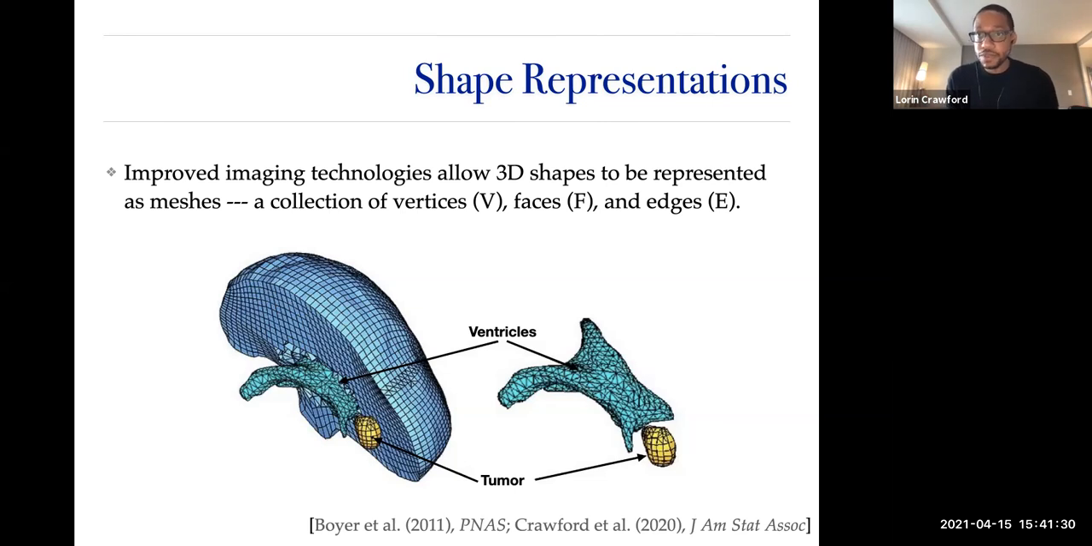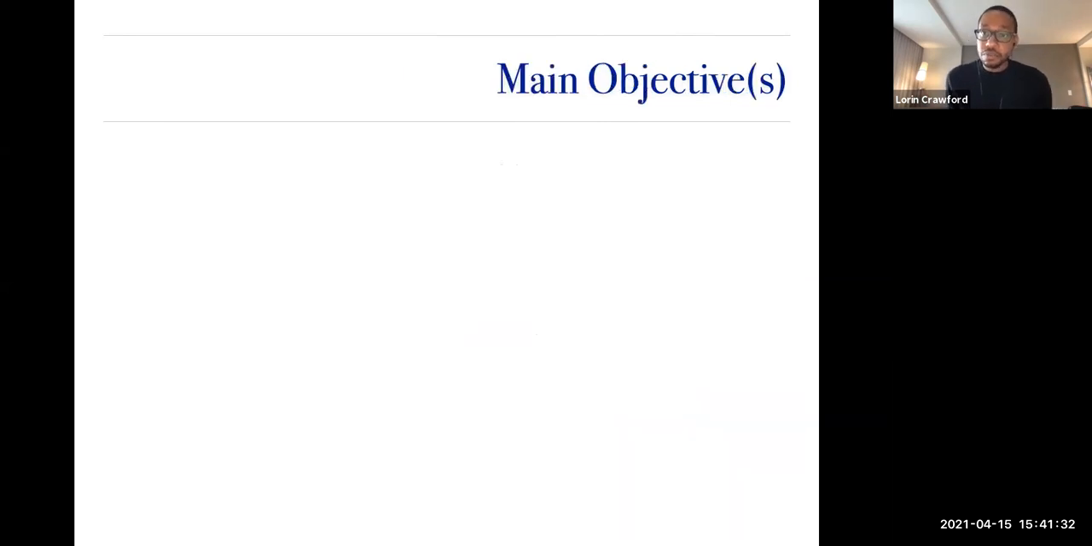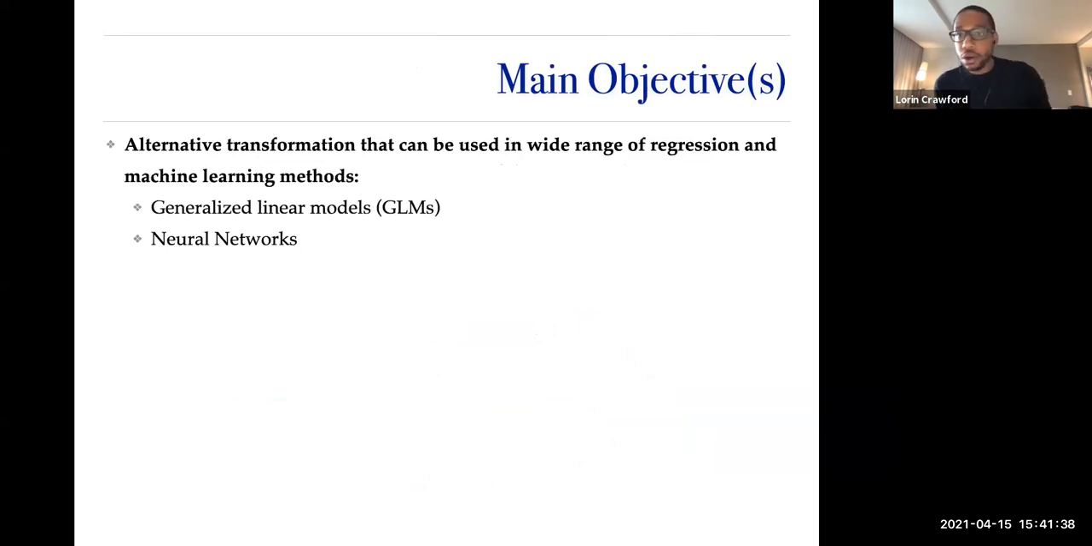Okay. And so there are some main objectives that I think about when I want to build methods in this context. One, I want my transformation from three-dimensional object to summary statistic to be such that I can use a wide range of regression and machine learning techniques. And that stems from GLMs all the way down to neural networks, or whatever the case might be, and everything in between.